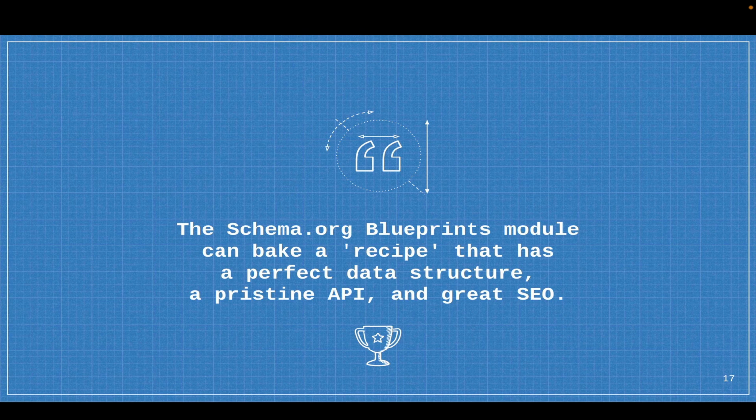So I want to end with my problem statement or challenges. The schema.org blueprints module can bake a recipe that has a perfect data structure. I showed you 2 ways to do it. A pristine API. You can see the API just follows the schema.org spec word for word. The names, the documentation, which we're going to get into, is the spec, the descriptions. And you get great SEO because you've got JSON LD that describes a recipe. Google will use that. It will promote your recipe on their search results.